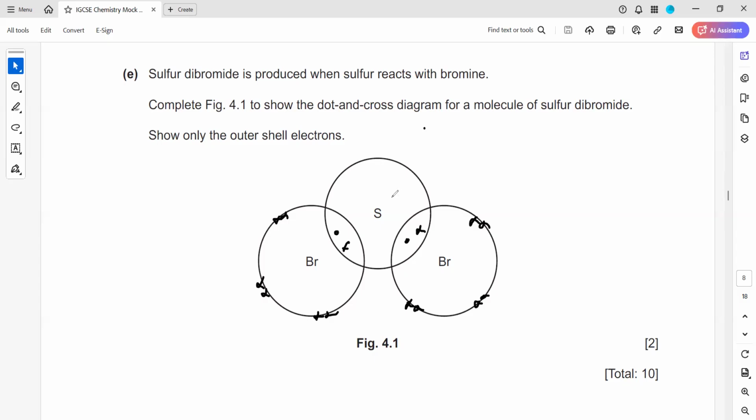Sulfur belongs to group 6, so it will share 2 electrons and unshared electrons will be 4. Bromine belongs to group 7, it will share 1 and unshared electrons will be 6. So mark distribution: drawing the shared electrons 1 mark, and drawing the unshared electrons, 1 mark for each.